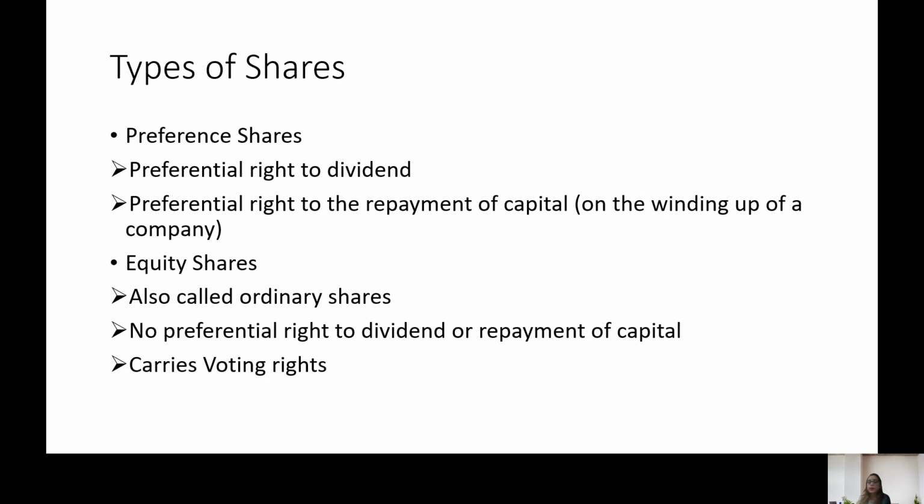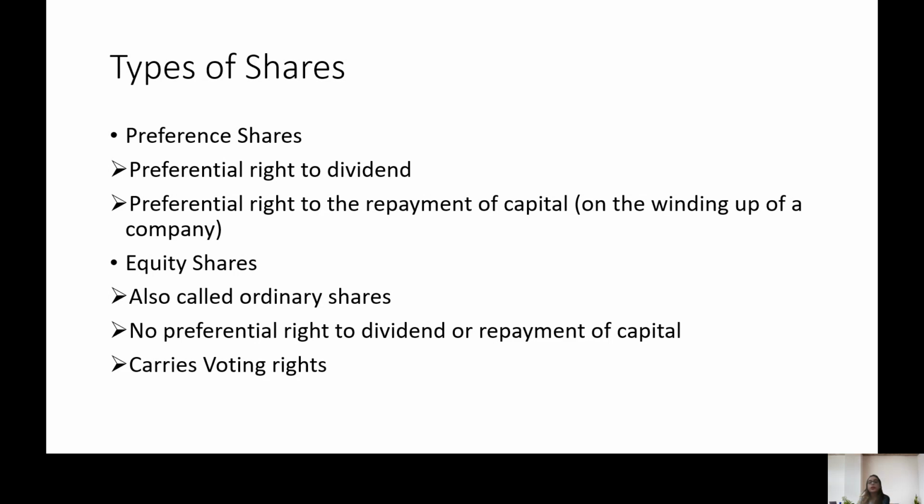Now, they will get either a fixed percentage on the face value, or they will get a fixed amount of dividend, right? Next, they have the preference over the repayment of capital as well. So whenever the company winds up, it repays its capital back to the shareholders. It will be paid back first to the preference shareholders, then to the equity shareholders. So preference shareholders have a preferential right over the dividend as well as the repayment of capital.